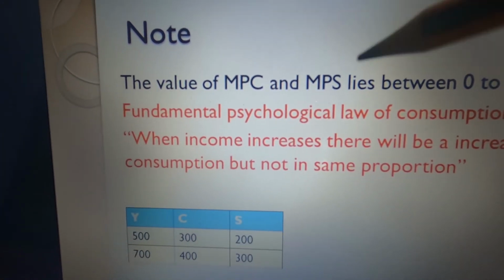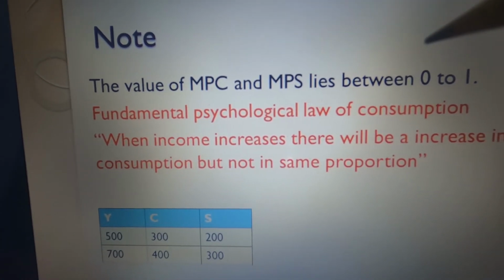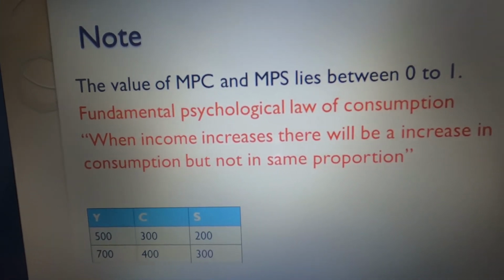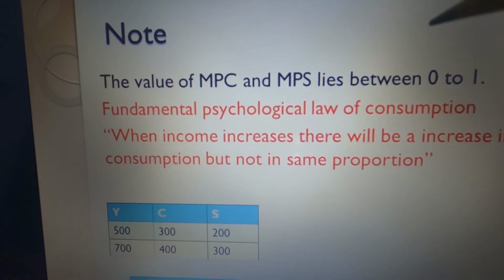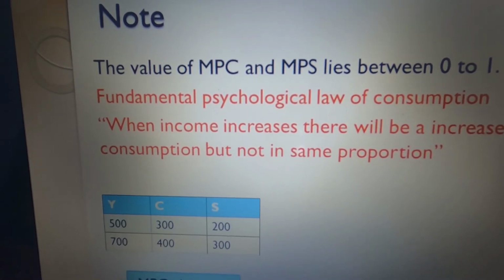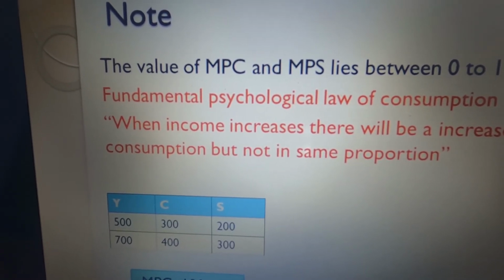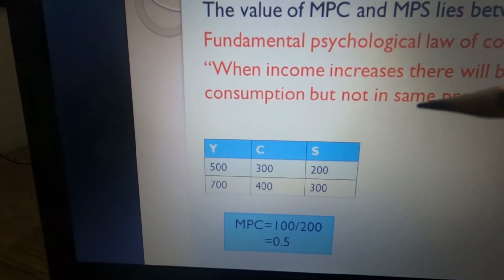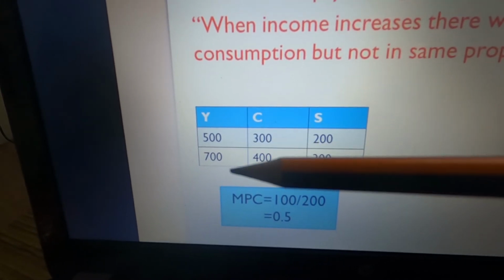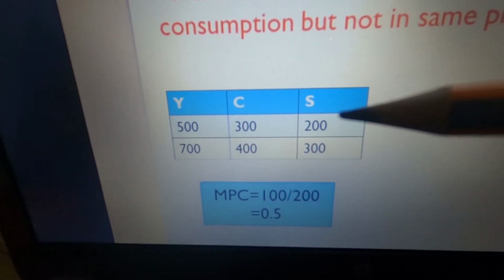Now here we have to go for one law, the fundamental psychological law of consumption. What does it say here? When income increases, there will be an increase in consumption, but not in the same proportion. So when income increases, people will increase their consumption, but it will not be in the same proportion. Now see, we have a very simple schedule here. Income is given as 500, 700, C is given as 300, 400. Saving is given as 200 and 300.